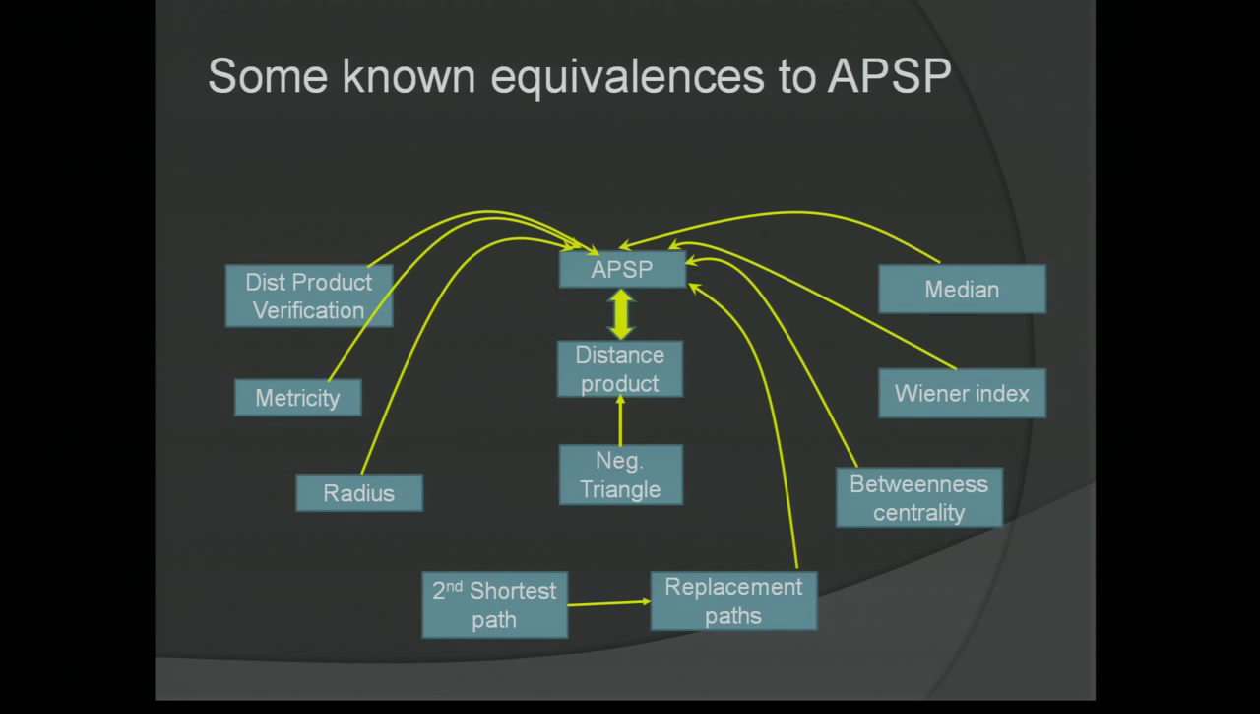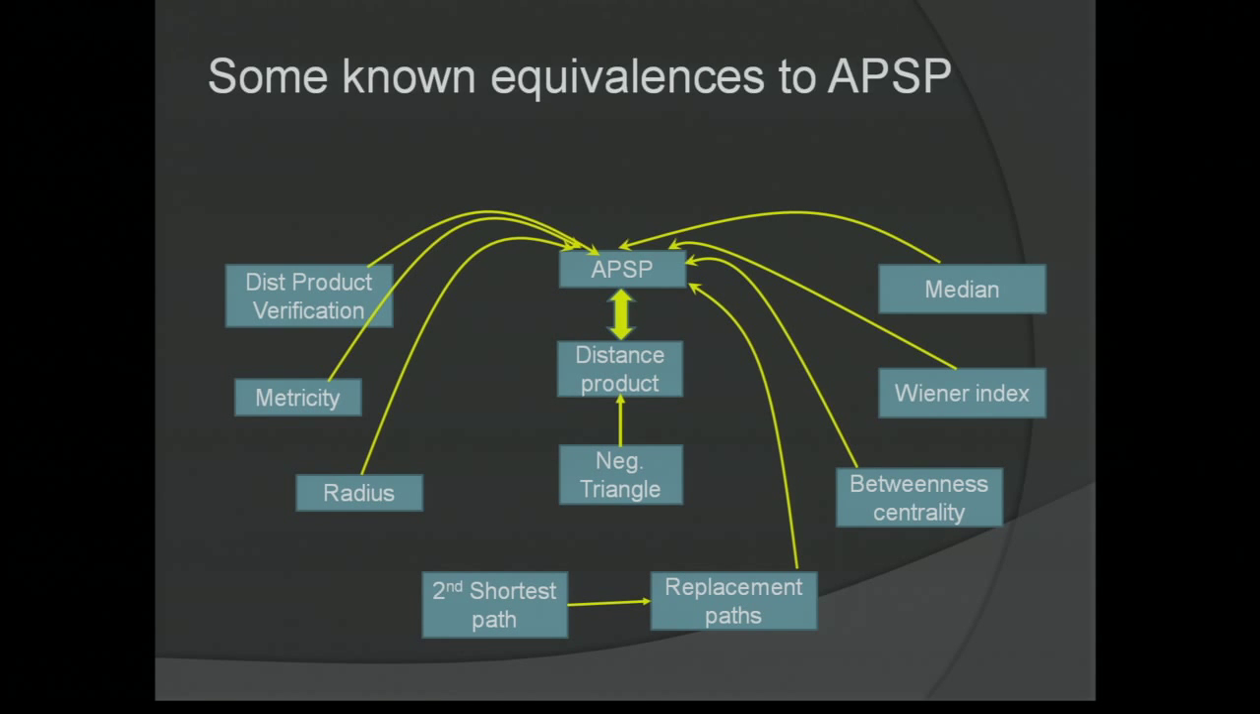Radius we defined. Distance product verification. Distance product is some sort of matrix product that I'll define. Distance product verification just asks, given two matrices and a third one, tell me if the distance product of the first two equals the third one. And so on. So these are the problems here.